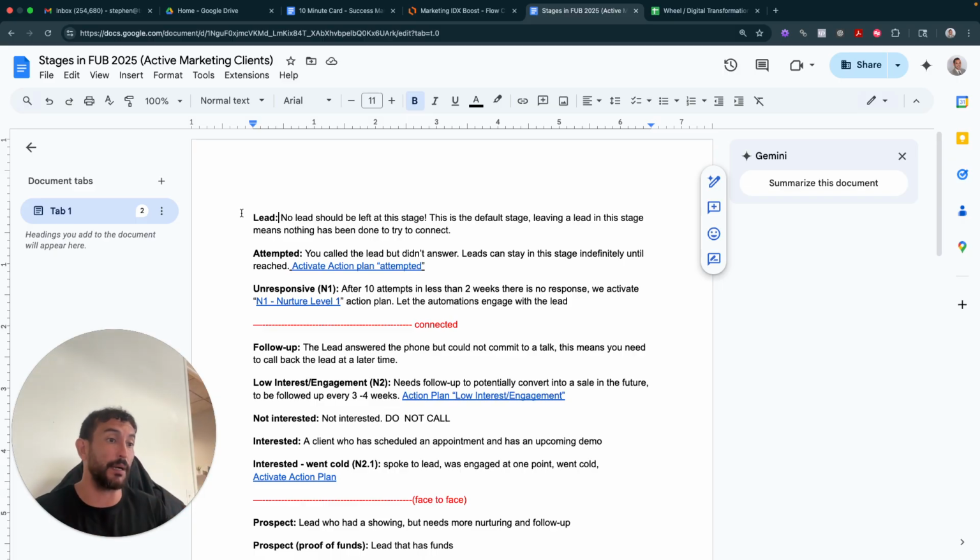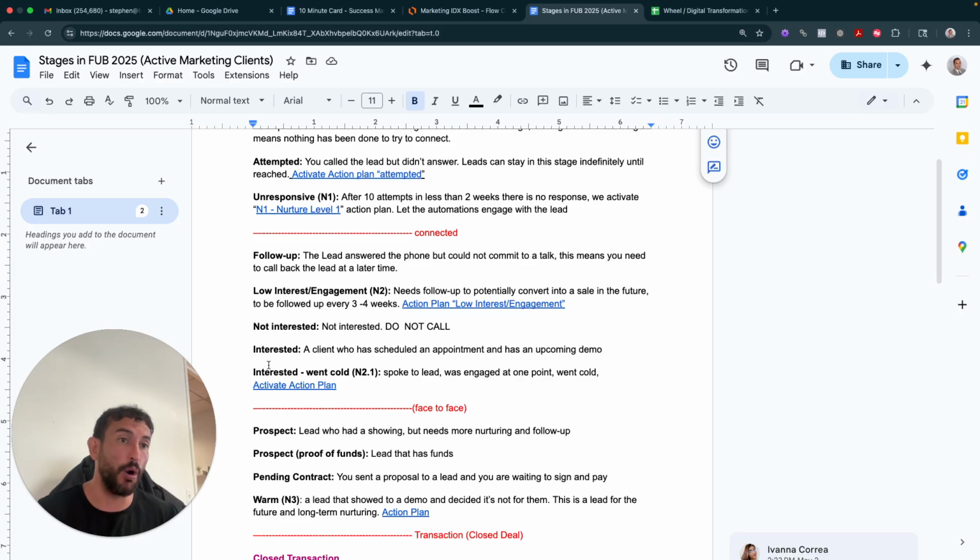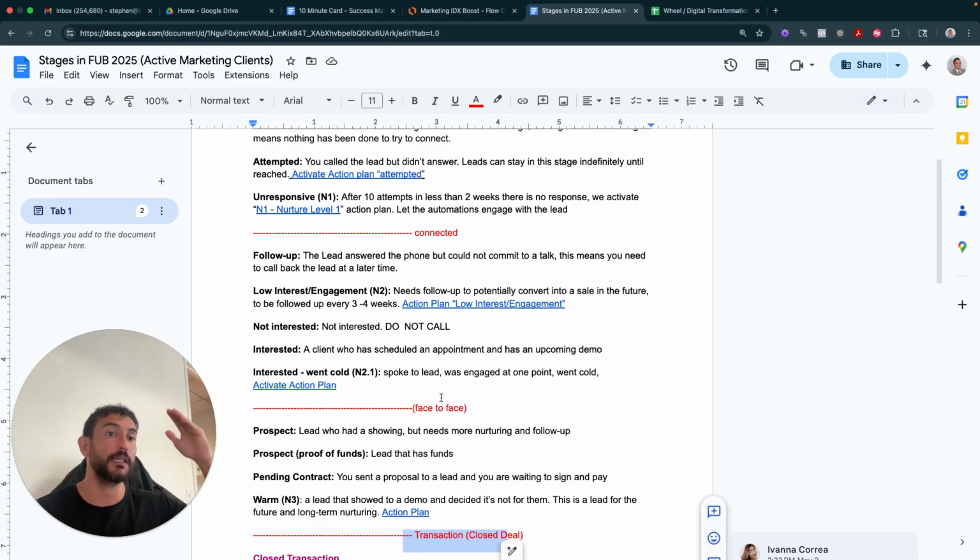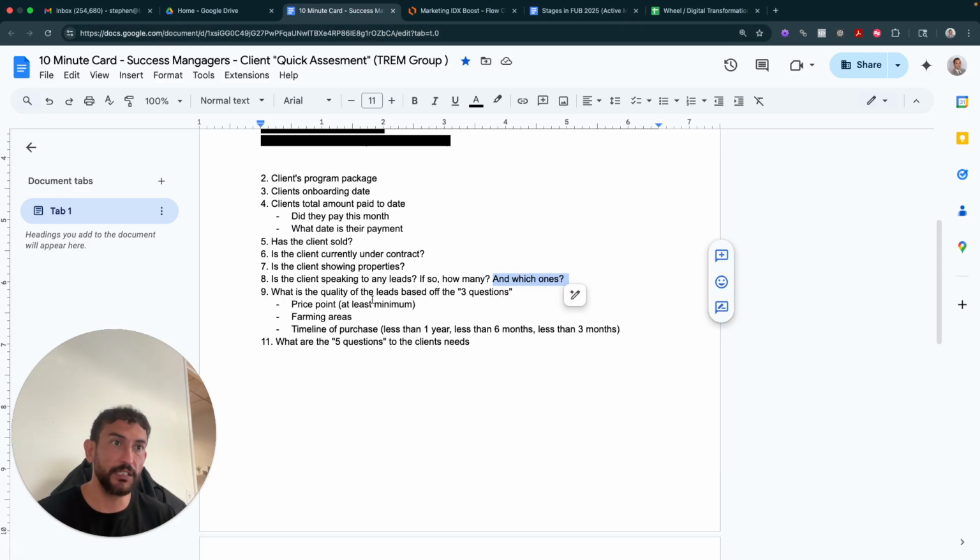If they don't even see a light, so the light is, oh, wow, I'm actually talking to people. I'm meeting people face to face. I haven't transacted. I haven't made any money, but I'm seeing that this is actually going to work and pay off a lot. So that is the purpose of the 10-minute card. If they're not even talking to people, then we need to go.